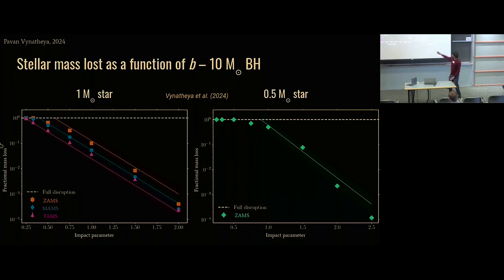And similarly for a 0.5 solar mass star. These are for 3 ages of a 1 solar mass star. A 0 age main sequence star, as mentioned before, loses more mass, which is why this is higher.